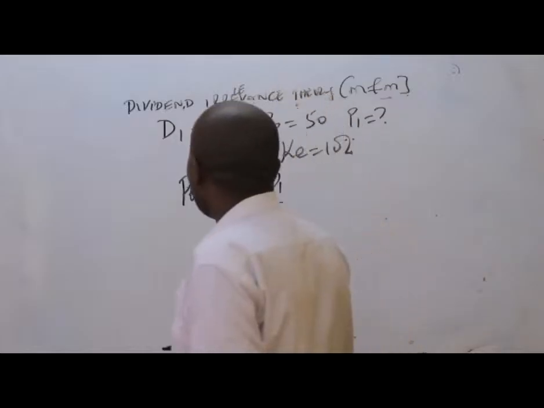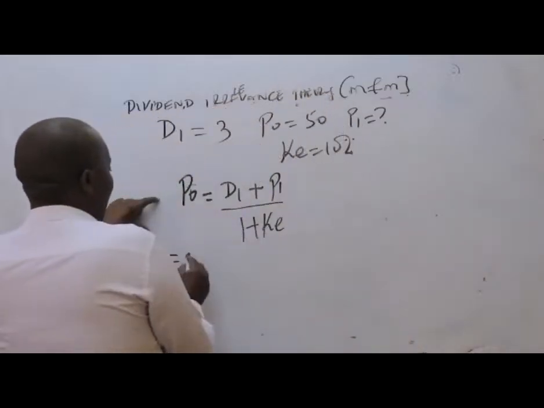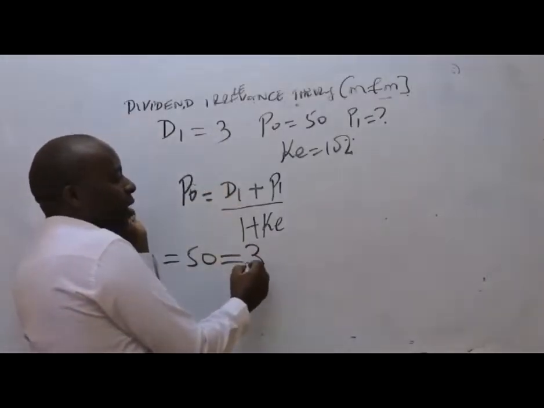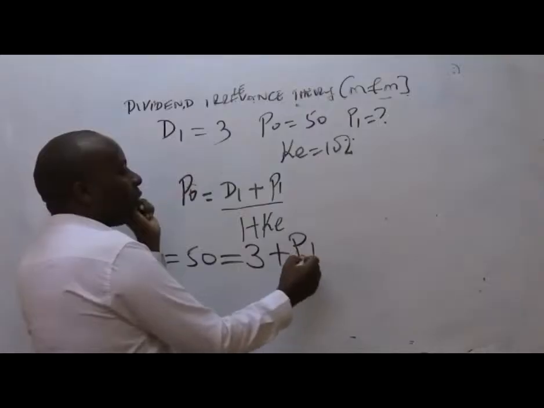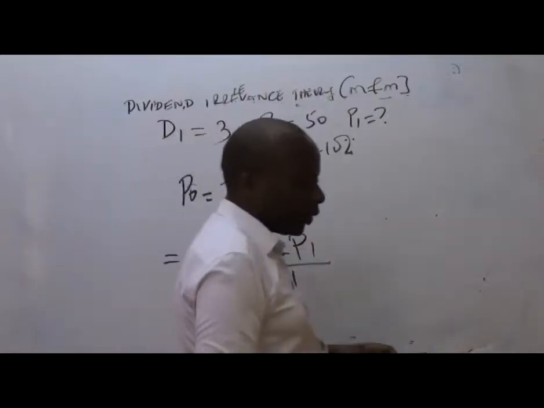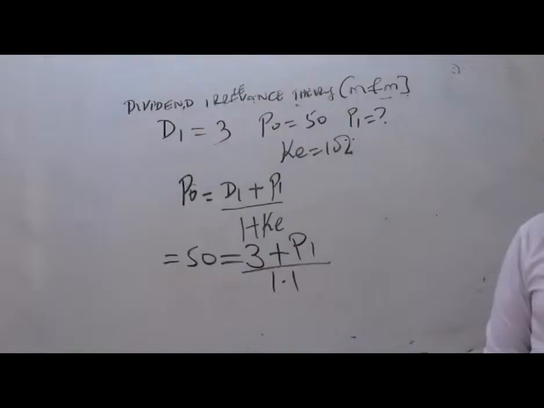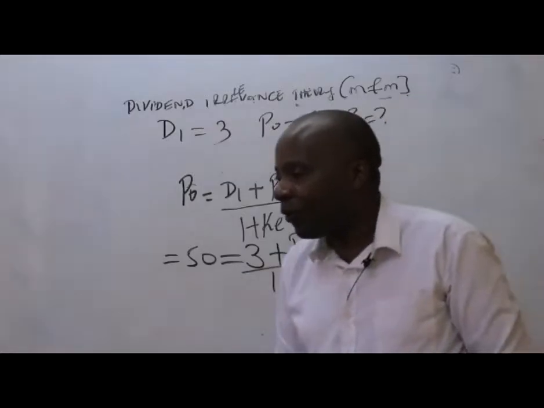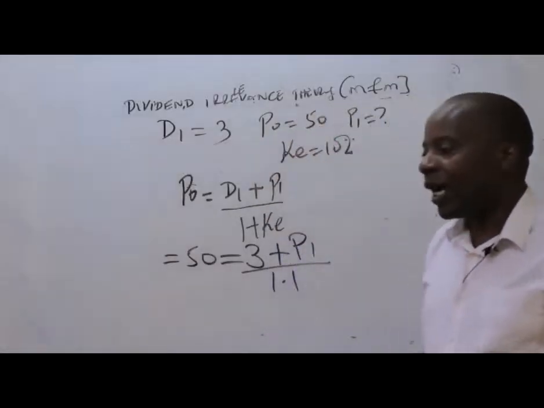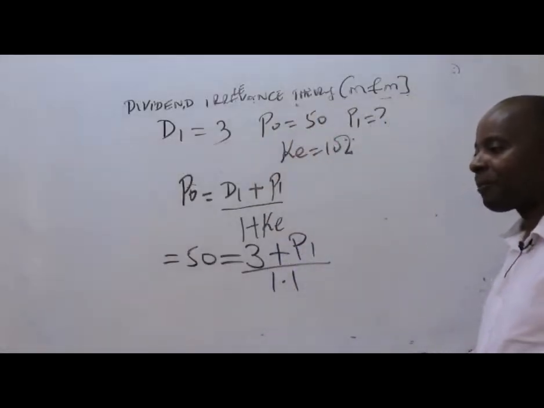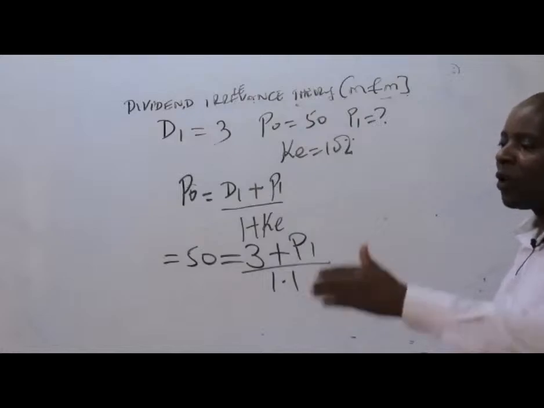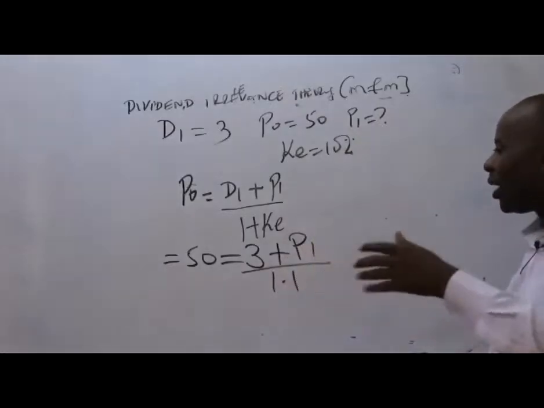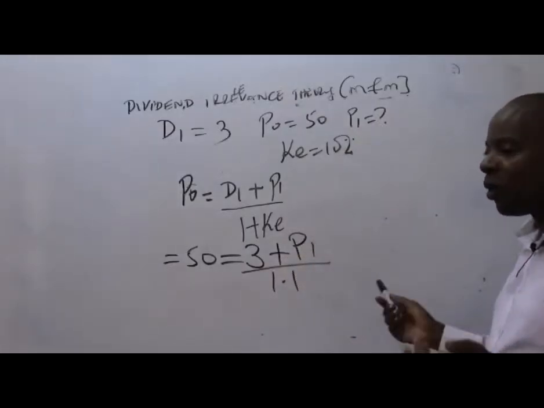Ladies and gentlemen, if that is the case, then my P0 here should be 50 equals D1 that they would want me to declare this time round, which is 3, plus P1 that I do not know, all over 1.1. I don't know whether they are able to see where I got my 1.1 from. Yes, they have even gone ahead like Abdi to give me the answer, so they must have seen for sure where I got the 1.1 from long time ago.